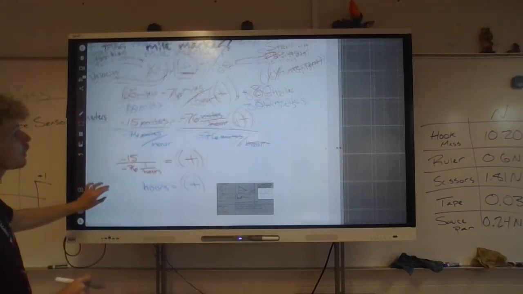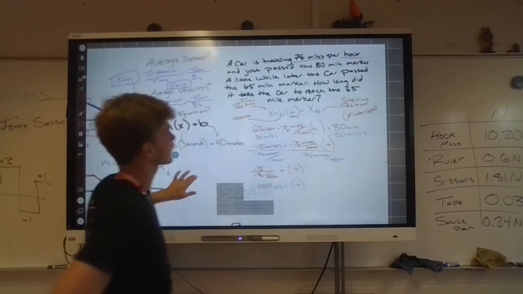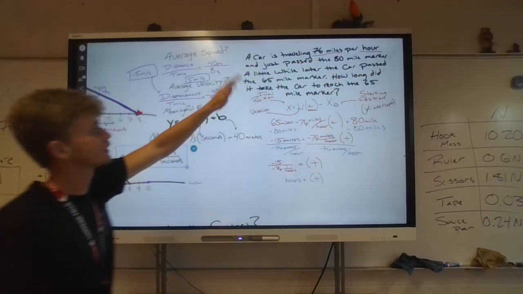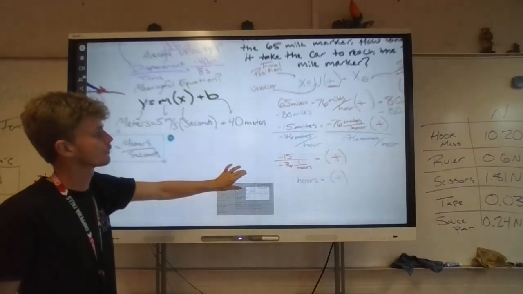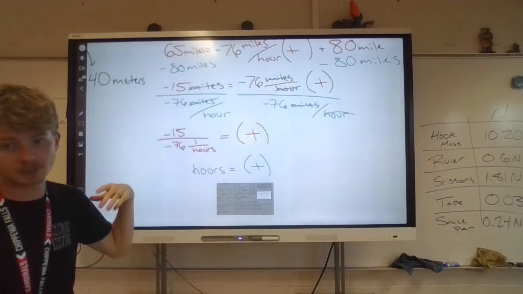And also you should know that because in the problem, it says we're traveling 76 miles per hour. Miles is our measurement for distance. It's our unit for distance. Hours is our measurement for time. So we're going to have to be in hours.